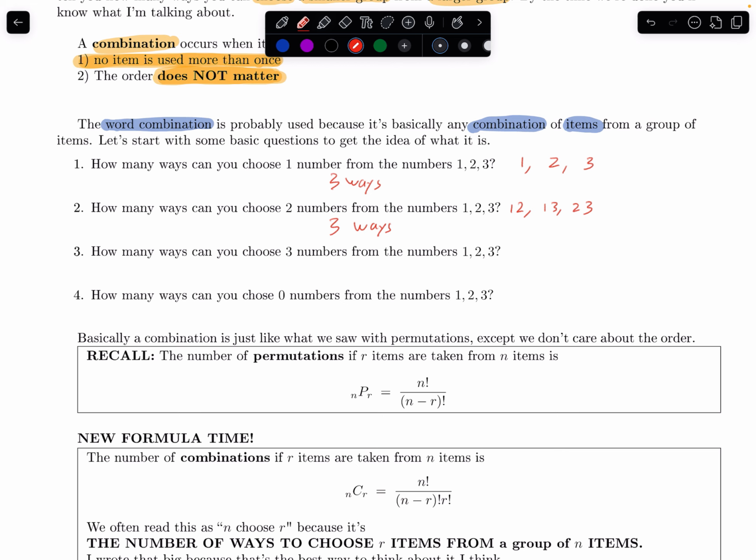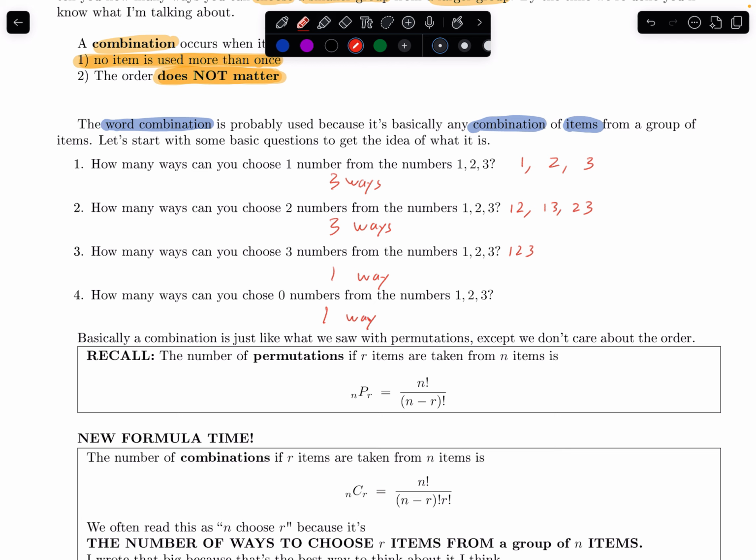Number 3, how many ways can I choose 3 numbers? Well, if I've got 3 numbers, there's only one way to do that. I've got to choose all 3 of them, right? 1, 2, and 3. So that's one way. And then number 4, how many ways can you choose 0 numbers? Well, this is sort of a vacuous question, and the answer is I just don't choose any. So there's always one way to do that.